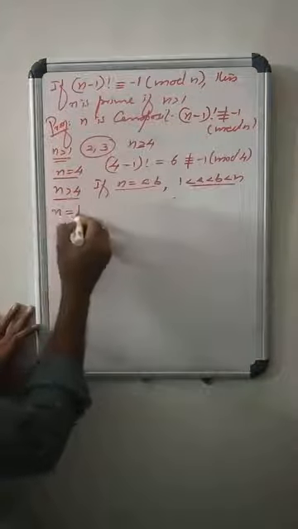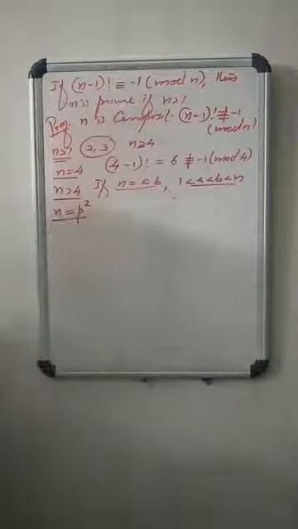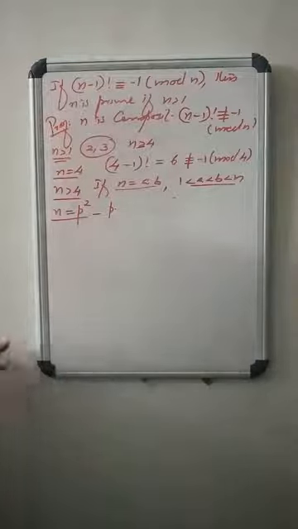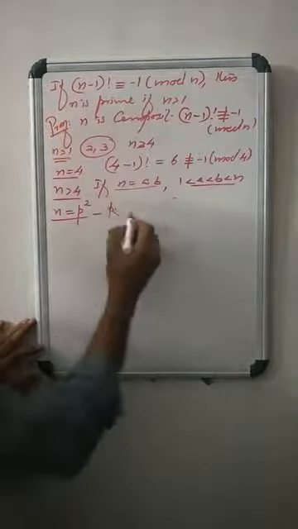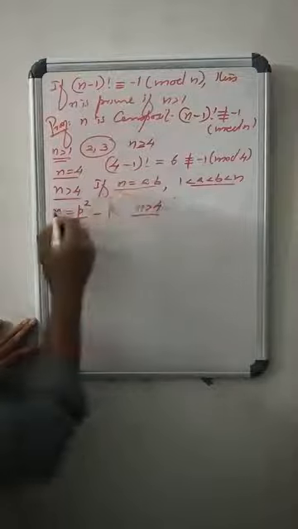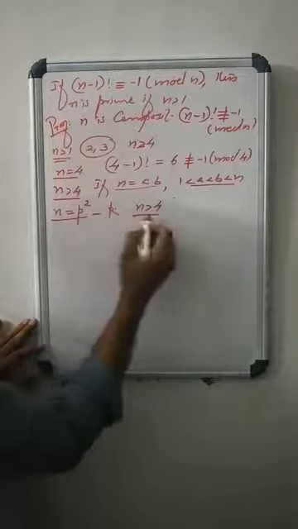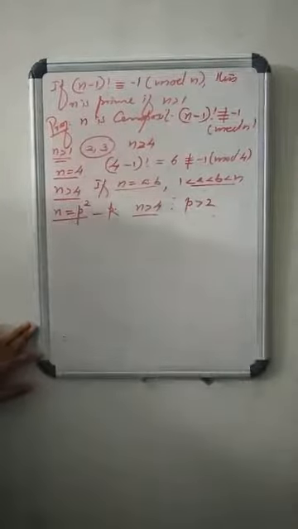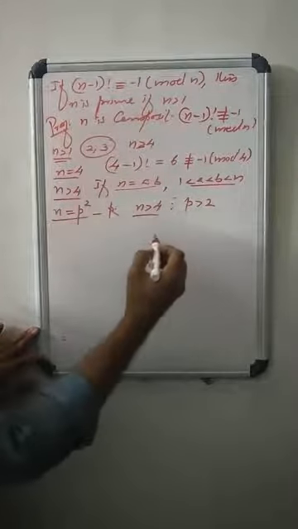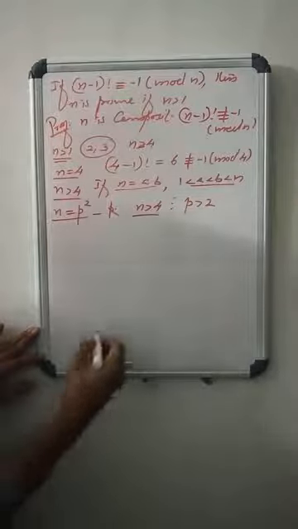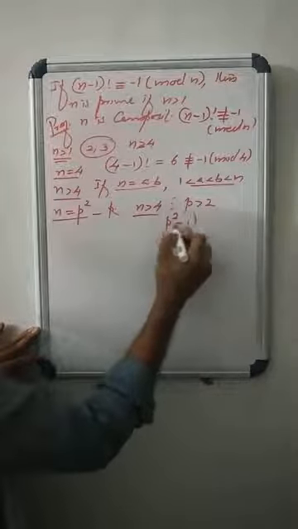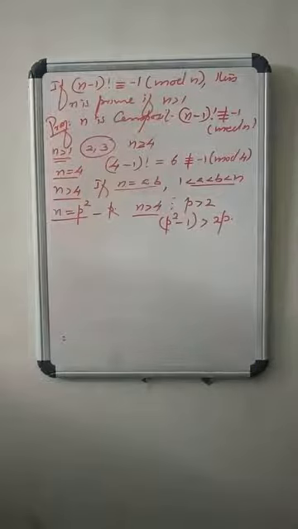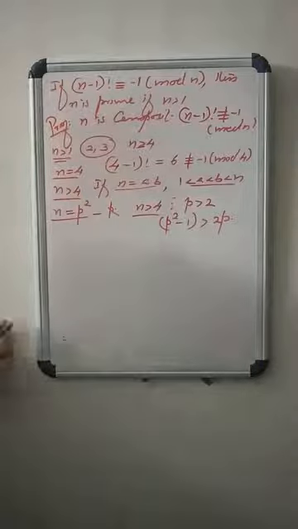Now the next case is when n equals p square, where p is a prime, the square of a prime. Since n is greater than 4, surely p is greater than 2. Why? Because n equals p square. Since p is greater than 2, we have p square minus 1 strictly greater than 2p. Then since p is greater than 2, p square minus 1 is greater than 2.